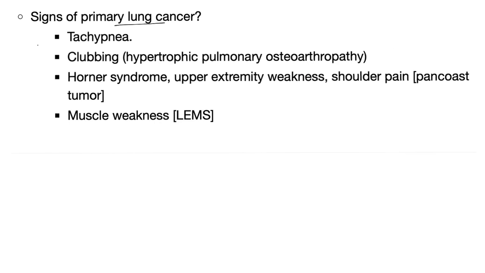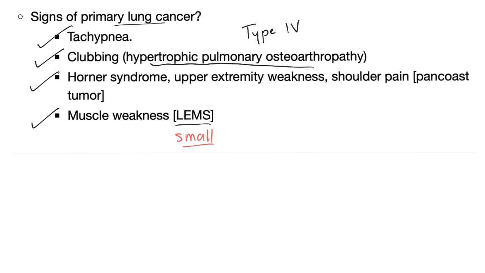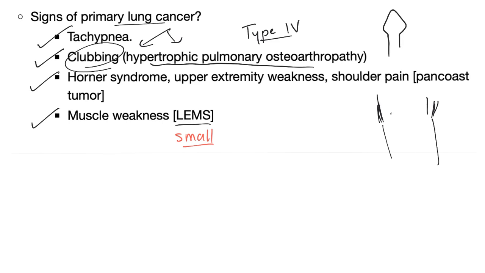Signs of primary lung cancer: tachypnea, clubbing, Horner syndrome, muscle weakness if there is Lambert-Eaton myasthenic syndrome, especially with small cell lung cancer. This is a paraneoplastic syndrome. In the good old days, hypertrophic pulmonary osteoarthropathy was considered type 4 or grade 4 clubbing, but now they are two separate things. Clubbing is just the nail clubbing, but then pulmonary osteoarthropathy is like when you have wrists that are very thick because of the osteoarthropathy and new bone growth, and this is commonly seen with lung cancer.